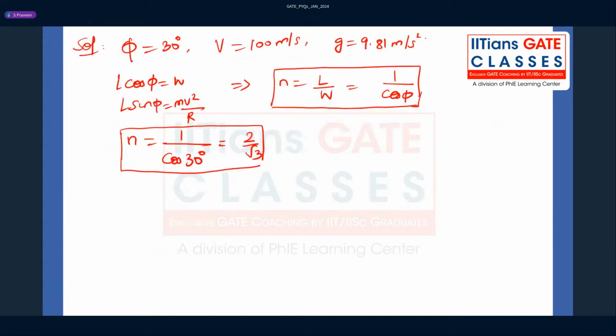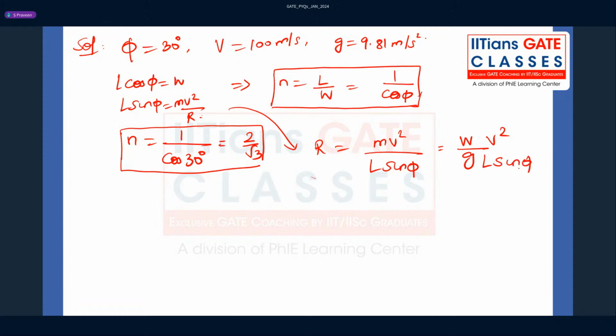So turn radius, you can just manipulate this from the equation. I can write R equal to mV square by L sine phi, right? Now M can be written as W by g, and this is basically your V square, and you also have L sine phi, right?